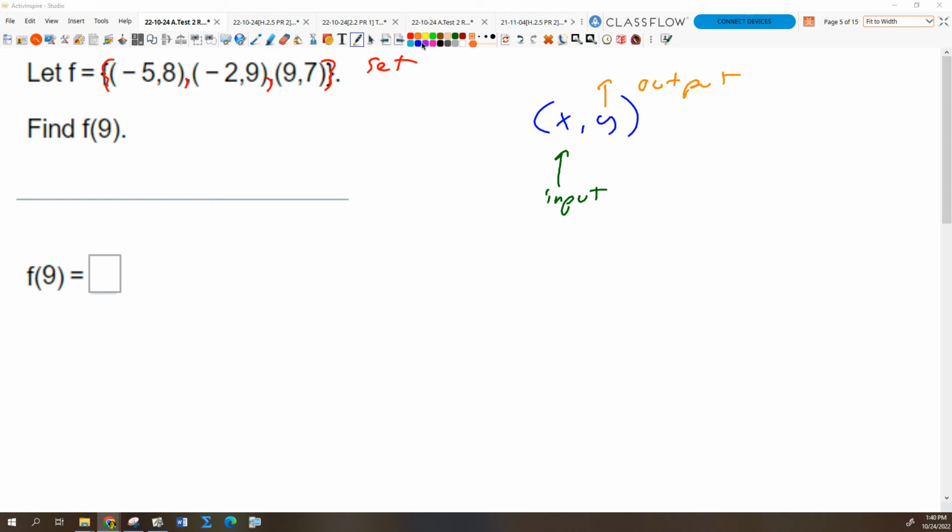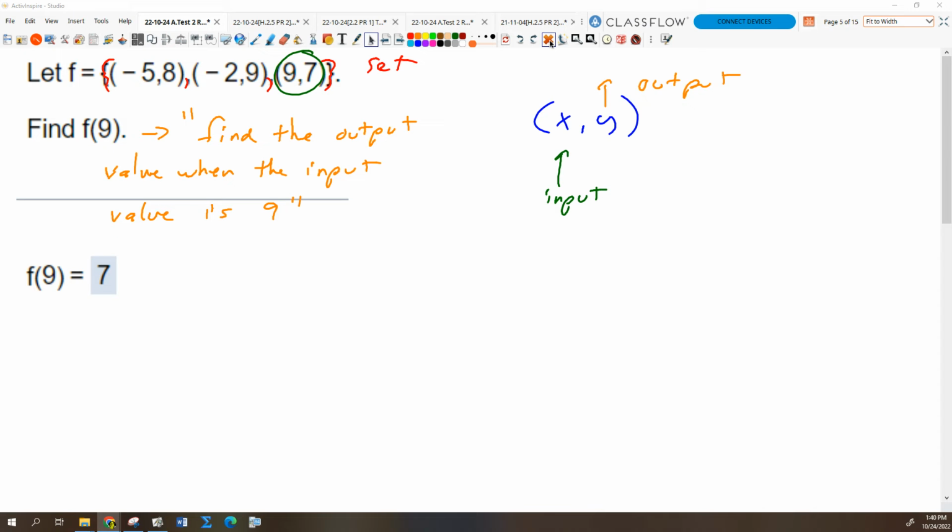That's really all I'm saying here is find the output value when the input value is 9. That's it. Well, what is it? Yeah, it's 7, isn't it? It's 7 because of this ordered pair right here. If I input a 9, I output a 7. It's just that easy.